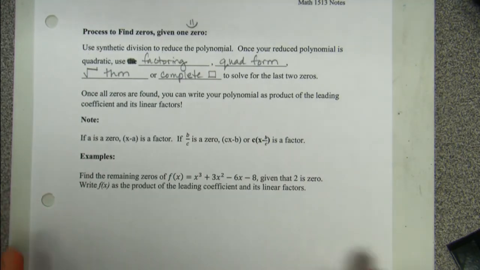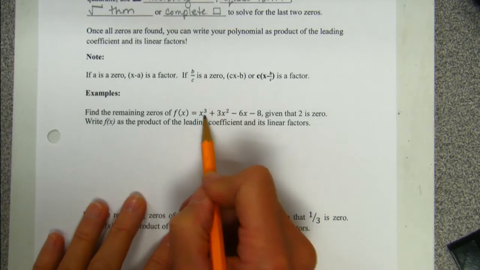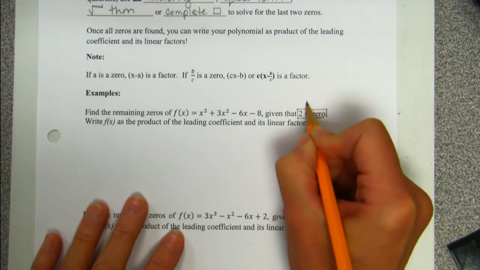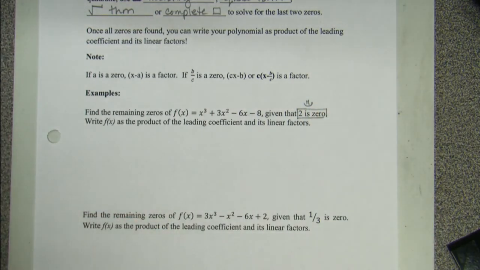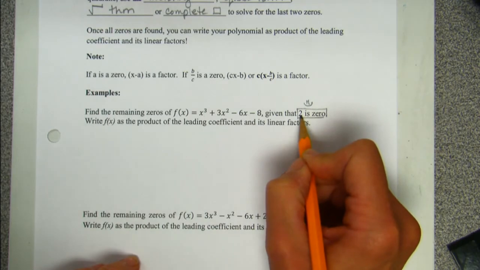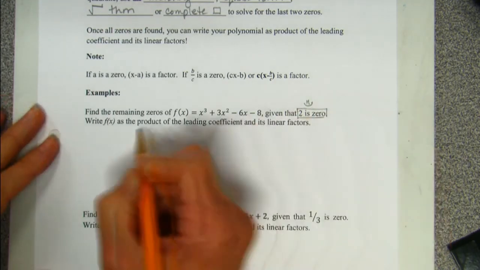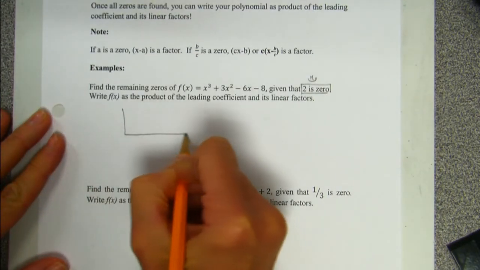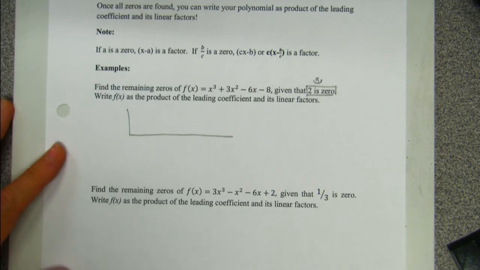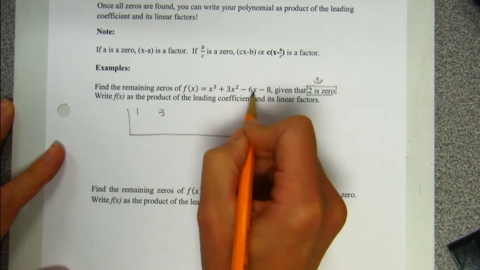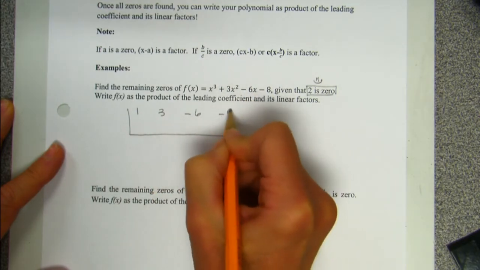Okay. Find the remaining zeros of this polynomial function given that 2 is a zero. Yay, they gave us that 2 is a zero, so they gave us where to start. How many zeros does this polynomial function have? 3, and they gave us 1. We're missing 2 of them. We're going to use synthetic division to reduce the polynomial. So we make our synthetic division house. x to the third has a 1, x to the second has a 3, x to the first is -6, my constant is -8.